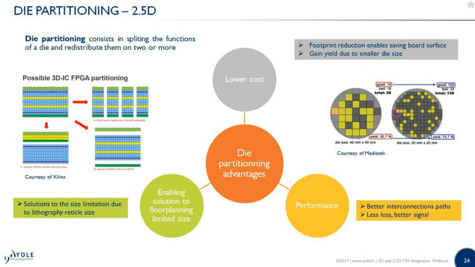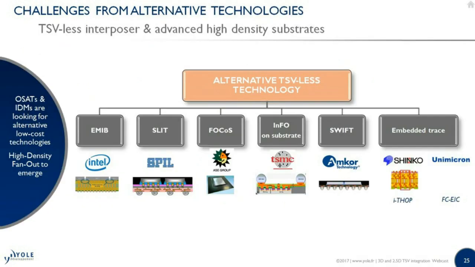And to me, there is something that has to be considered when we talk about TSV integration, because TSV has a cost. Even though it brings performance, it has a cost. And now IDMs and OSATs are working on developing alternative technologies which should be low cost. There is a lot of development on high density fan-out, or let's say upgraded fan-out style technologies like InFO or FOCoS-Swift. And there is the EMIB, which is now the solution used by Intel for the FPGA Stratix.